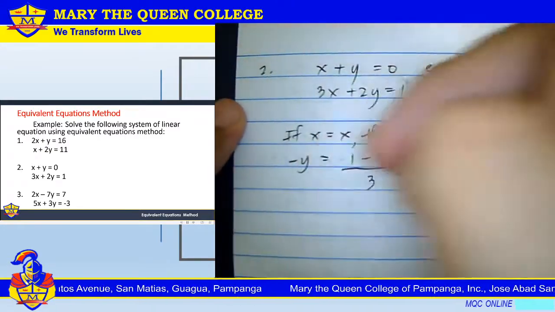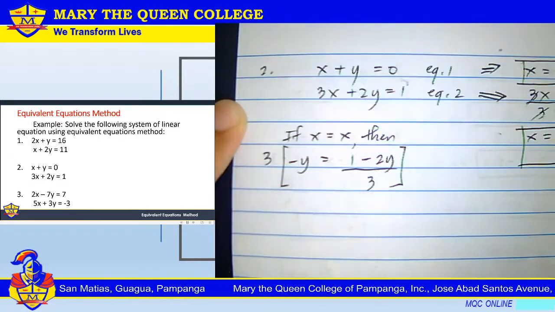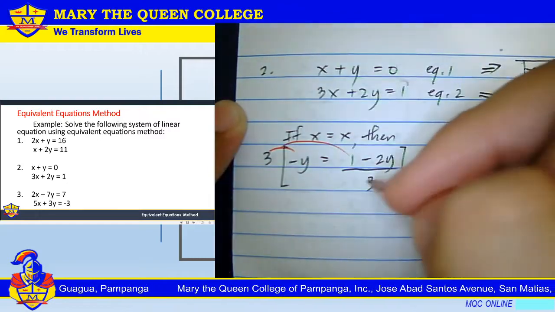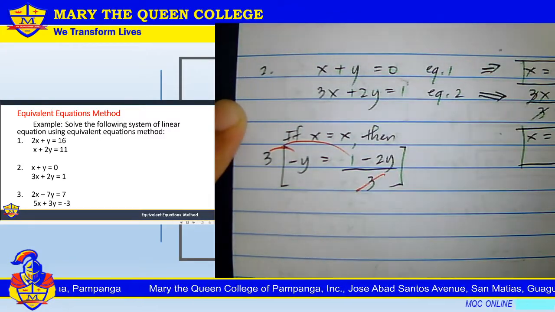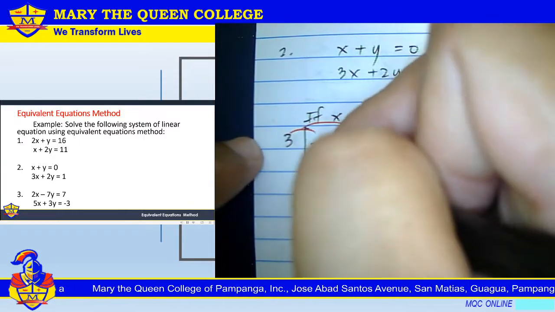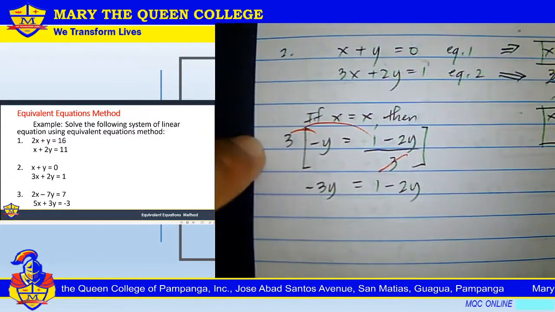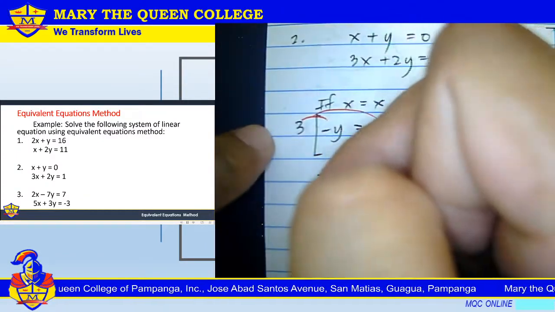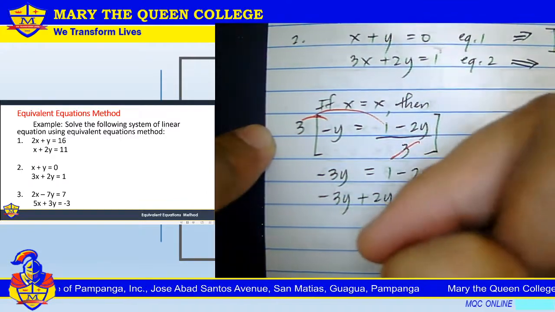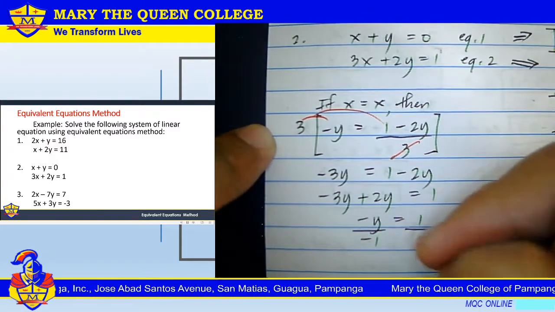And then, para mawala yung 3, multiply natin yung buong equation by positive 3. Then, tapos, i-distribute natin yan dito. Cancel yon. 3 times negative y, that is negative 3y, is equal to 1 minus 2y. Ayan. Tapos, transpose lang, negative 3y plus 2y is equals to 1. So, we have negative y is equal to positive 1, divided by negative 1 both sides.